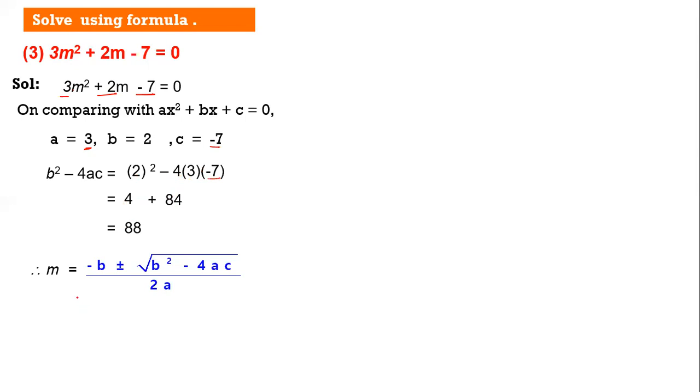Now let us solve it ahead, students. m will be minus b, which is minus 2, plus minus root of 88 upon 2a, which will be 2 into 3. Now talking about this 88, students, this is very important to understand. I'm just trying to factorize this 88 here before we go to the next step. Now this will be 2 4s are 88, 2 2s are 4, 2 11s are 22, 11 1s are 11.